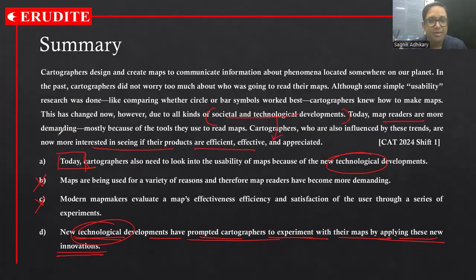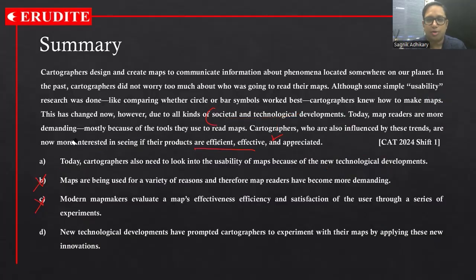These have made map readers more demanding, and that is why cartographers are paying more attention to the usability of the maps. That is the original argument given here, usability of the maps, to see that the maps are more usable. So once again, we find that there is distortion and limitation to this option as well.